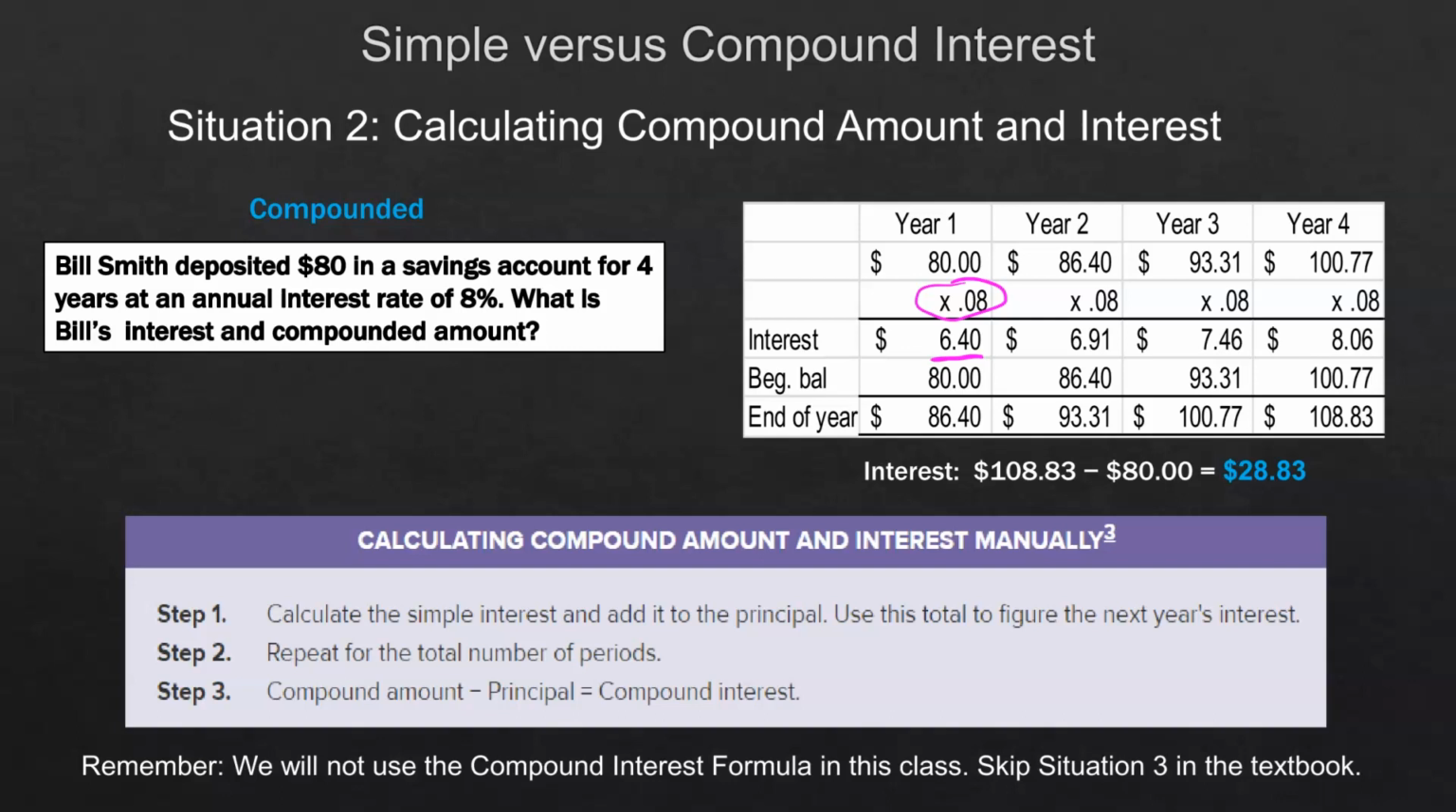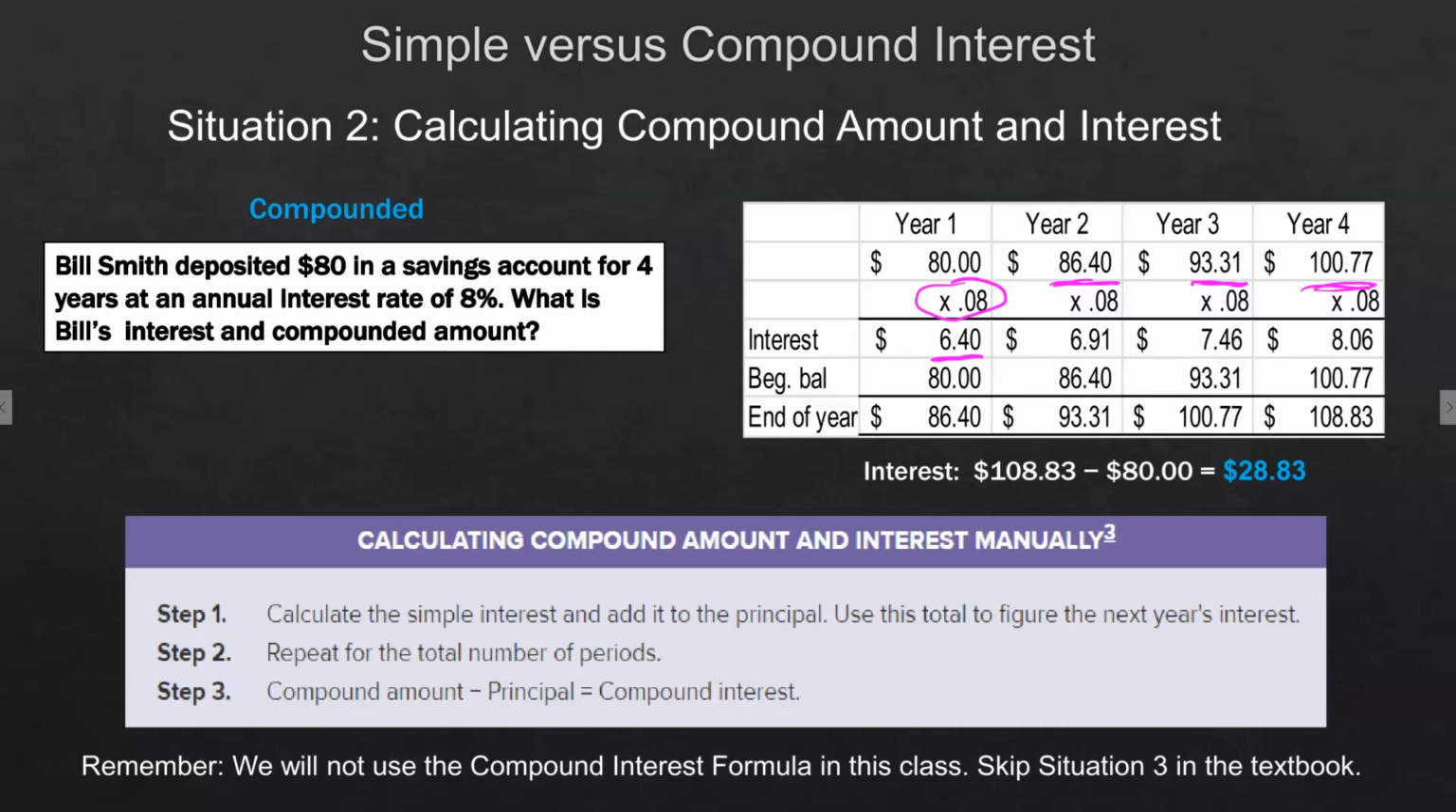So at the beginning of the next year, we're going to calculate on 86.40 because we add that interest in, and then we multiply to get our interest based on our new principal, because now that interest was added and that's our principal balance. At the end of this year, we add 6.91, so now we're at 93.31 for the next year. And then 7.46 is the amount of interest. When we add that, we get 100.77.